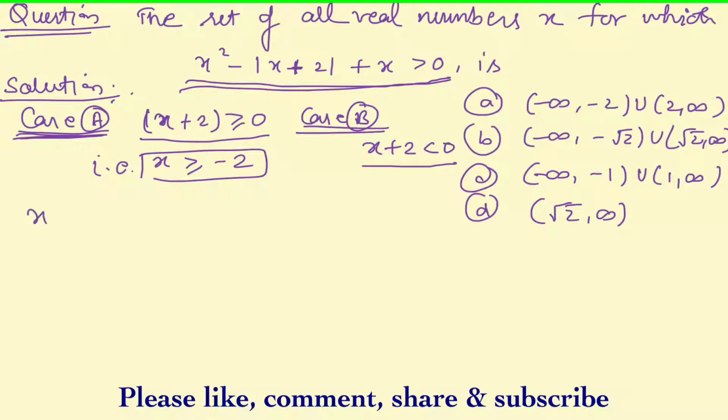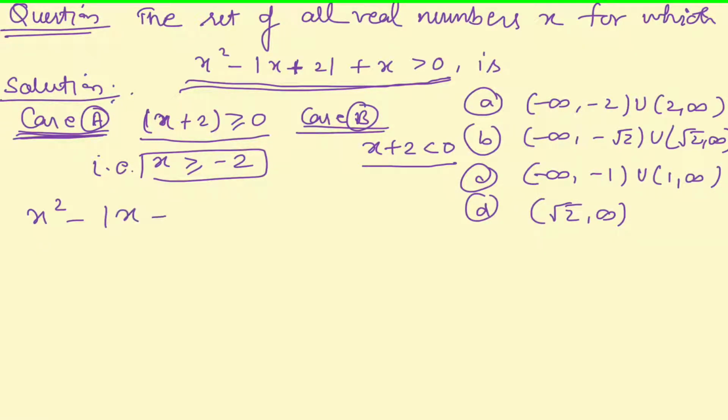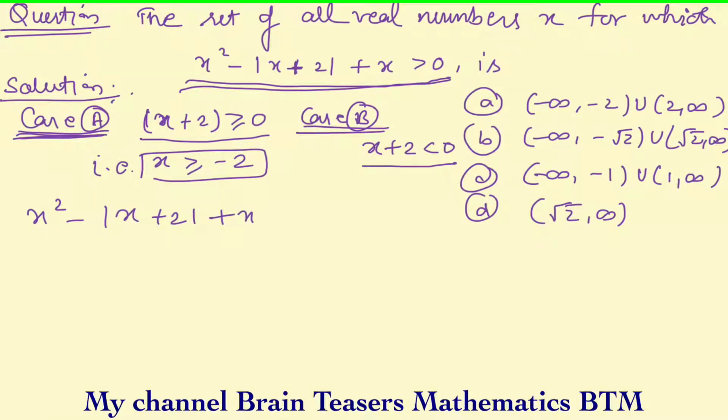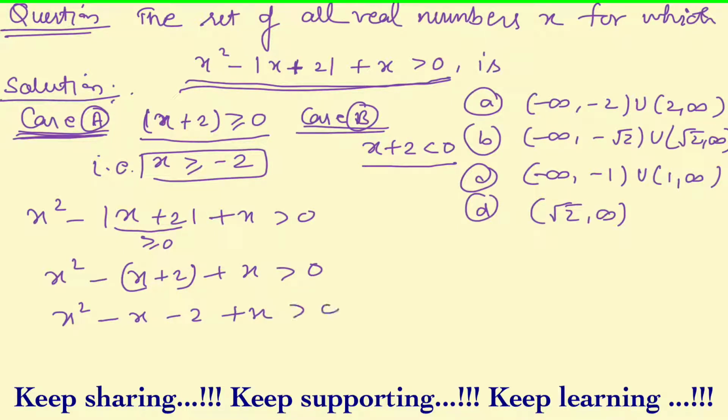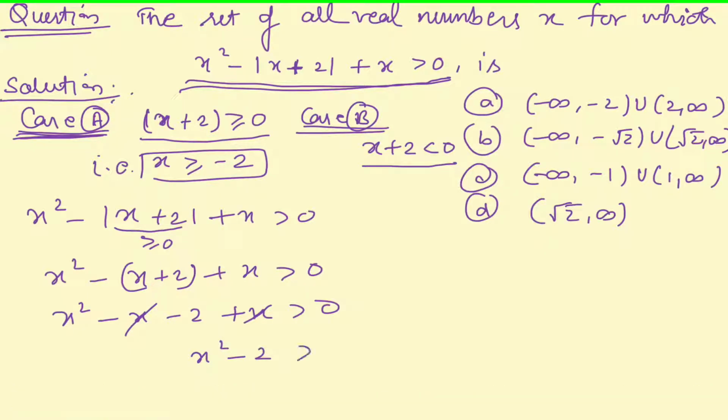We can say in other words, x square minus mod of x plus 2 plus x greater than 0. Since x plus 2 is greater than equal to 0, the modulus will open with a positive sign, that is x square minus x minus 2 plus x greater than 0. Minus x plus x cancel out, so x square minus 2 greater than 0, and we will form the linear factors.